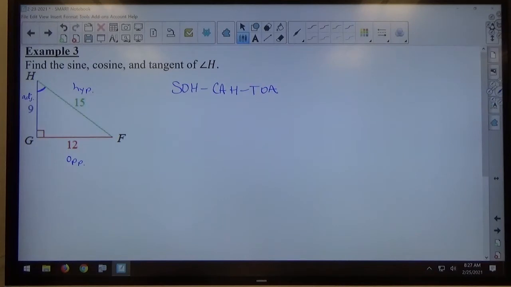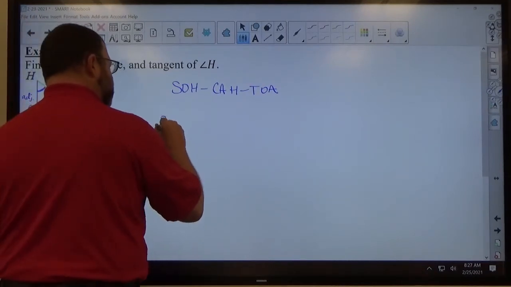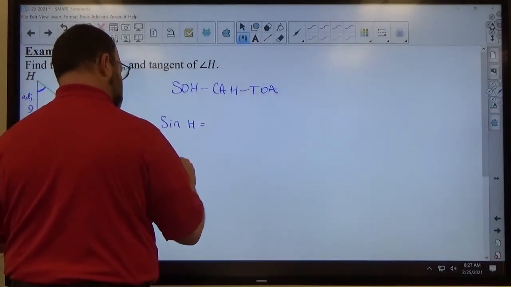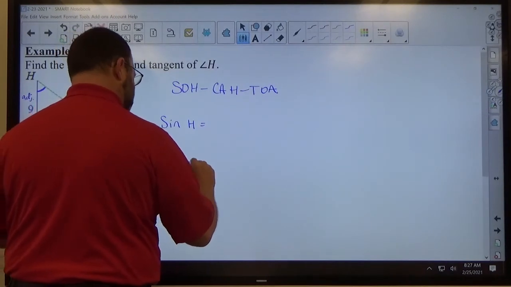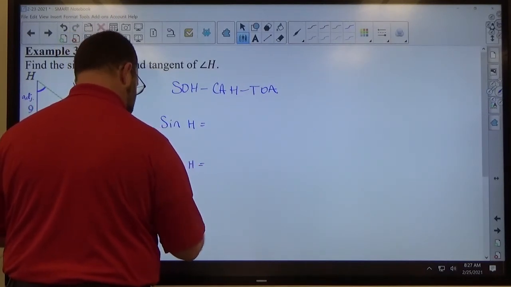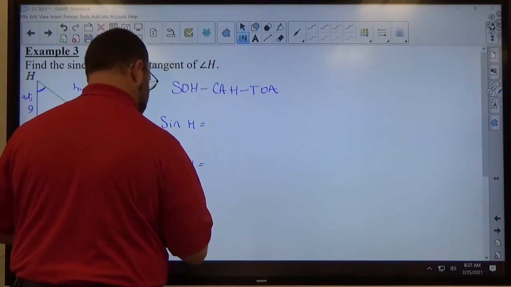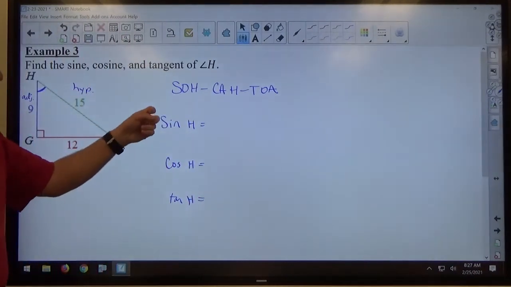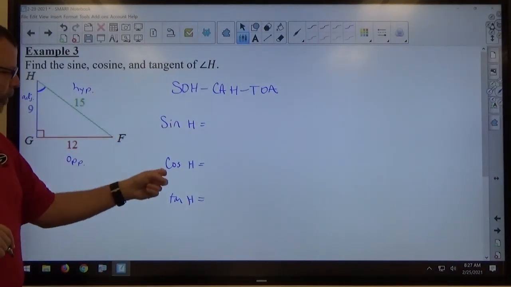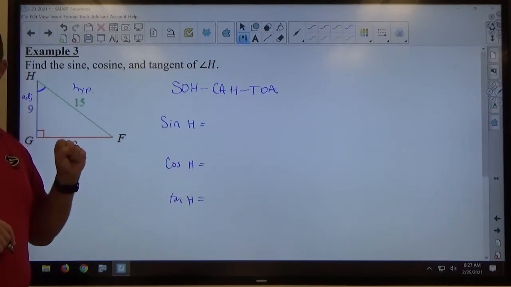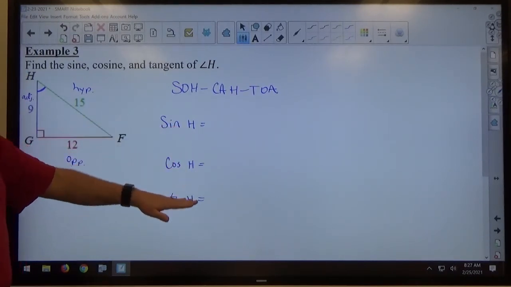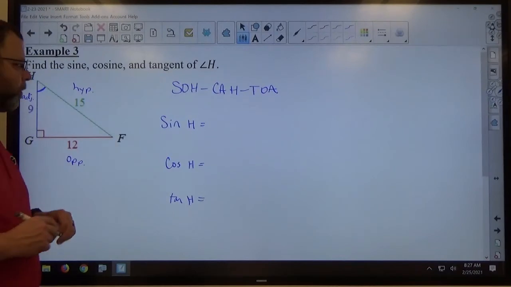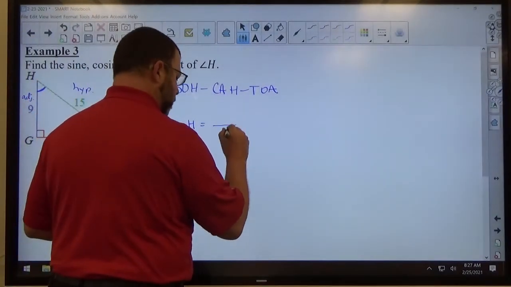All right, so I've got sine of h equals something. I've got cosine of h equals something. I've got tangent of h equals something. And every time you write these ratios out, sine of angle, cosine of angle, tangent of angle, make sure you're using those words or those abbreviations: S-I-N, C-O-S, T-A-N. Always equals a fraction.